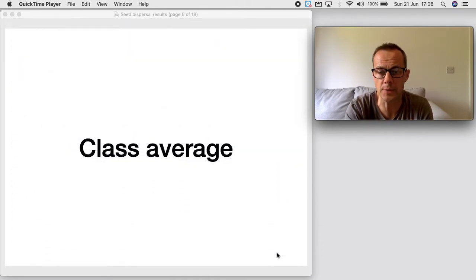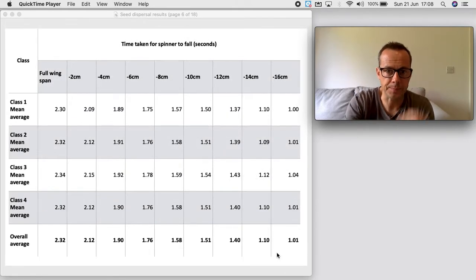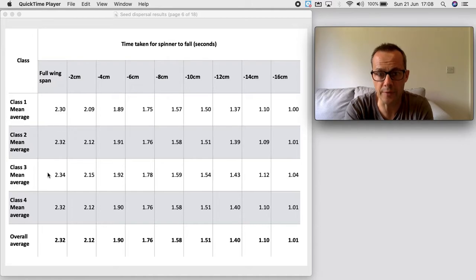And the first thing I wanted to do was work out a class average for each length of wing. So these are our results. Because you're already in your 4 different classes, I used those as the classes. So we've got class 1, class 2, class 3, and class 4. Now, each class had an average for how long it took the spinner to fall for the different lengths of wings. So if we look at class 1, their average for the full wing was 2.3 seconds. Class 2, their average was 2.32 seconds. Class 3, 2.34, and class 4, 2.32.